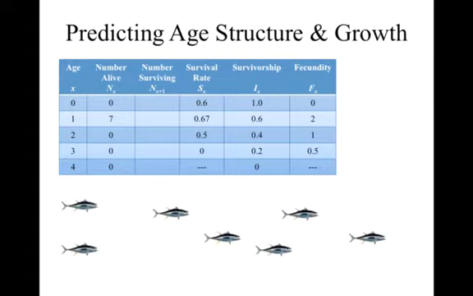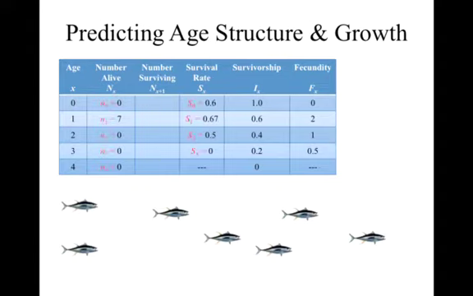And with my life table all filled out, I have to fill out my life table first, but with my life table all filled out, I can actually predict the number of age 0 fish, the number of age 1 fish, the number of age 2 fish, 3 fish, 4 fish next year based on the number this year and all of this information about survival and fecundity. How am I going to do that?